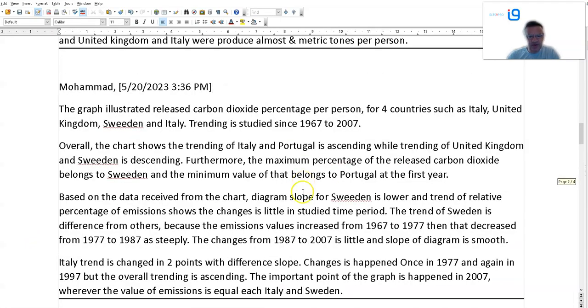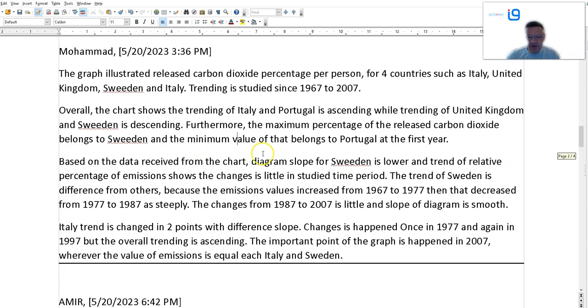The graph illustrated released carbon dioxide percentage. Well, released is not the same as emitted. For 4 countries such as, well, it's not such as Italy, United Kingdom, Sweden, and Italy twice. Okay. Overall, the chart shows the trending of Portugal is ascending. Well, it's not ascending because it's in the past, while trending is descending. Furthermore, based on the received from a chart diagram.